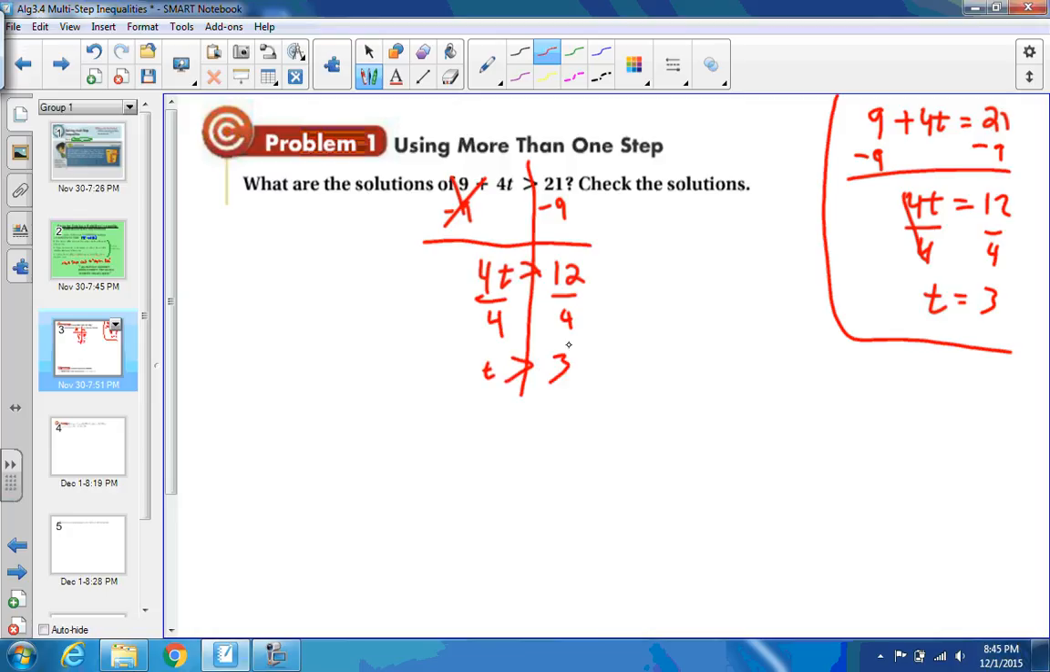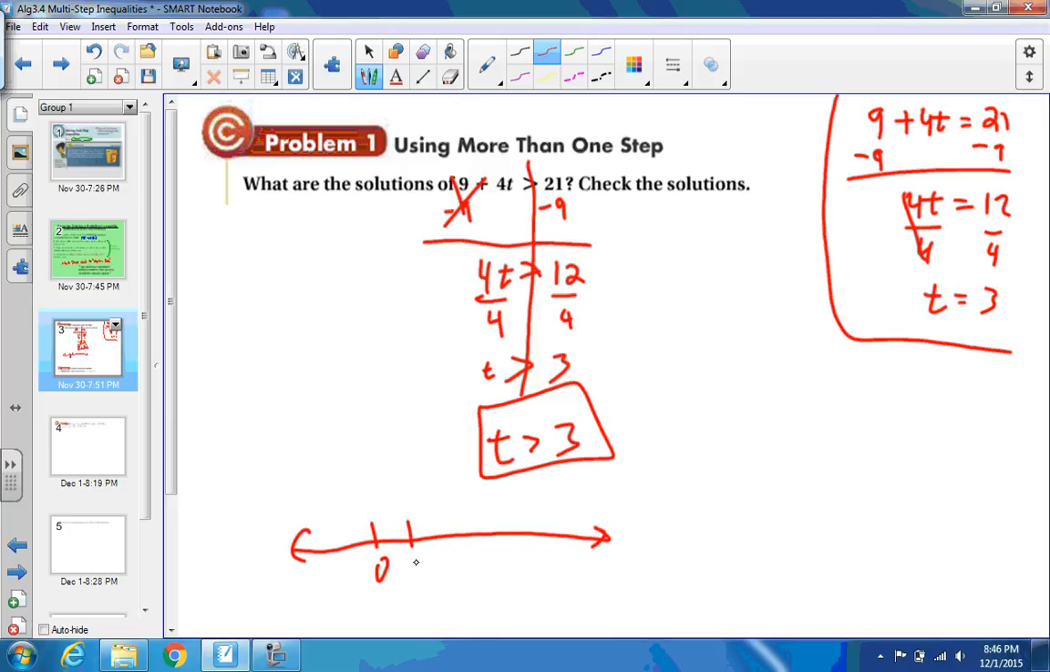So it'd be 3. Now there's no negative rule being used here because there's no multiplying or dividing by negatives. So our inequality is simply t is greater than 3. Again, if you would graph that, you'd make your number line. You could have 0, 1, 2, 3, 4. Start at the 3. Greater than would be an open circle going to the right.